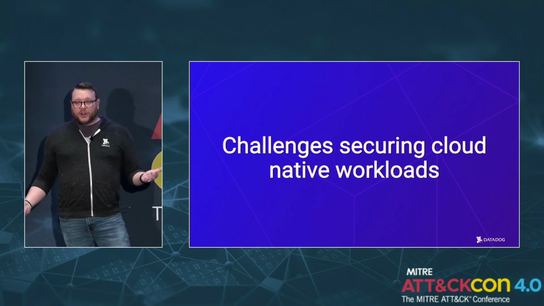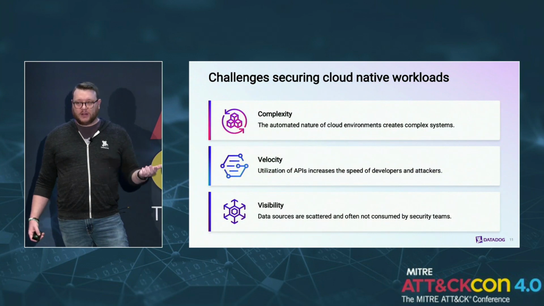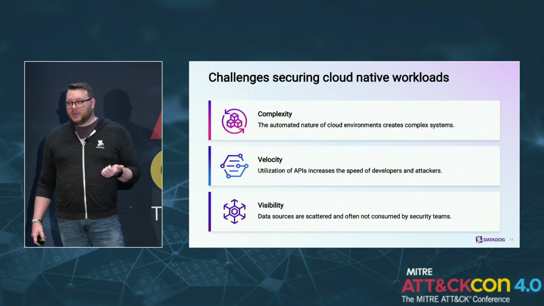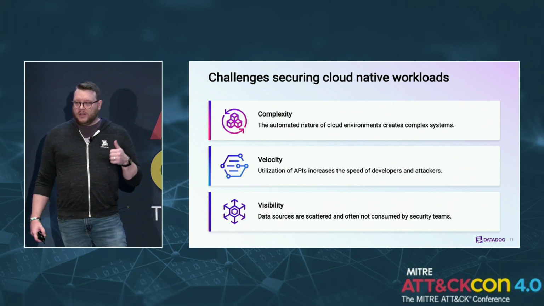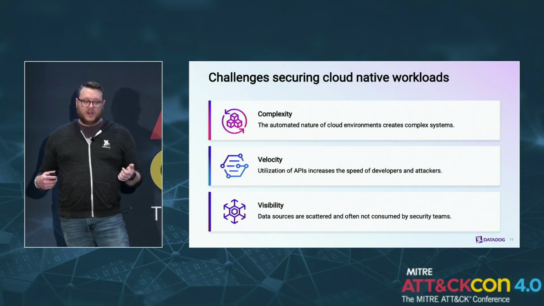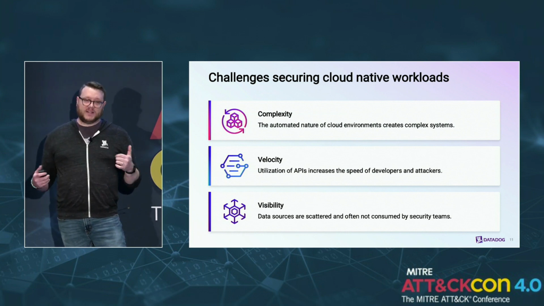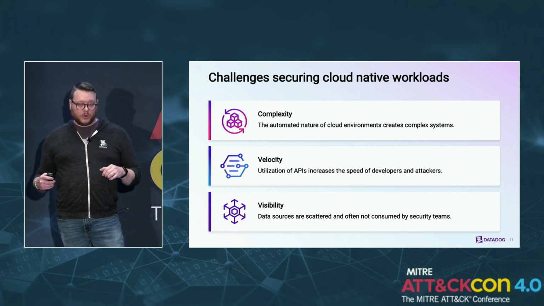So I've talked a lot about different components and different layers. We do see some challenges when we talk about securing cloud native workloads. Obviously, complexity is one thing to highlight. The different microservices and different layers create very complex systems. Second to that is velocity. With the introduction of APIs and CI/CD pipelines, developers are pushing code as fast as they can. On the flip side, we also see attackers making use of that same automation and the same APIs to start attacking our cloud native workloads.